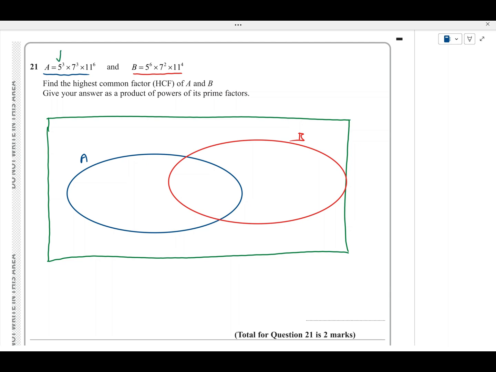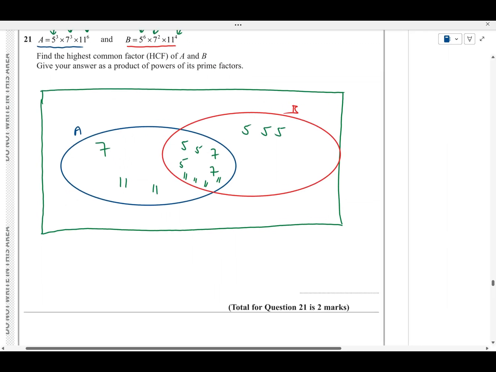They've 5 to the 3, 5 to the 6. Right, so I can put 5, 5 and 5 there. 3 more 5s here. That's the 5 step. Right, 7 to the 3 and 7 to the 2. Right, 7 and 7 and 7 there. 11 to the 6, 11 to the 4. Right, 1, 2, 3, 4 and 11 and 11. That's the Venn diagram filled in.